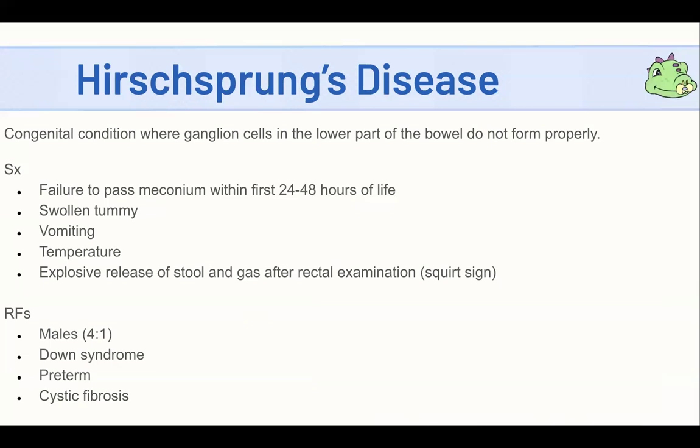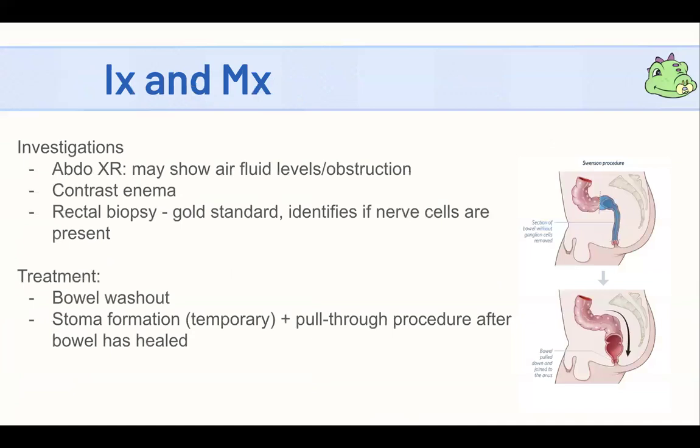Males more often get it than females. So I think there's a 4-to-1 ratio, and then other risk factors include Down syndrome, if they're preterm, or if they have cystic fibrosis as well. In terms of investigations, the rectal biopsy is the gold standard. It actually looks at the rectum and identifies if there are any nerve cells present or not. But other investigations and imaging you can do include an abdominal X-ray, and that may or may not show an obstruction. And then you can also do a contrast enema to have a look at the bowels.